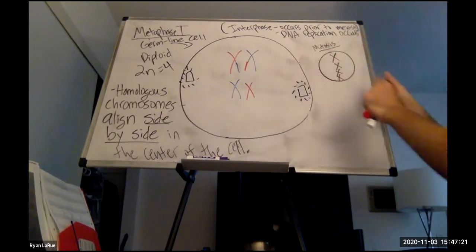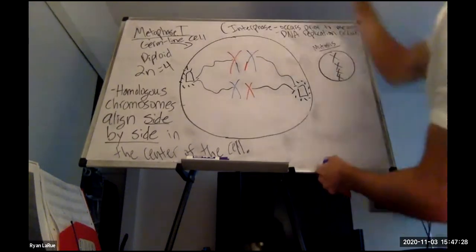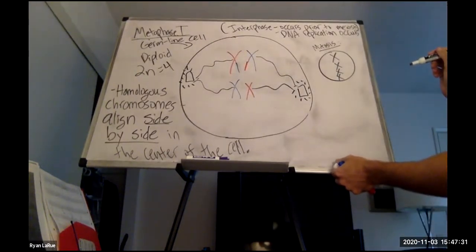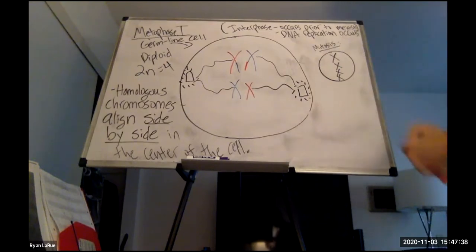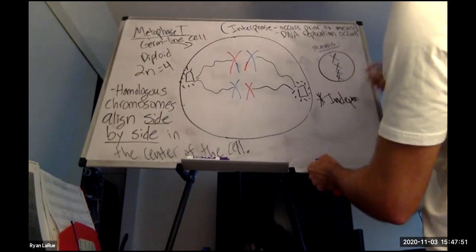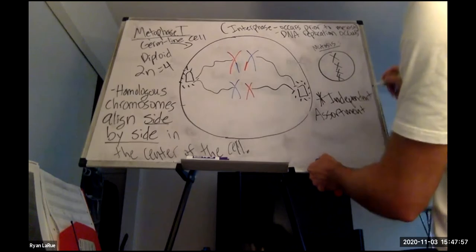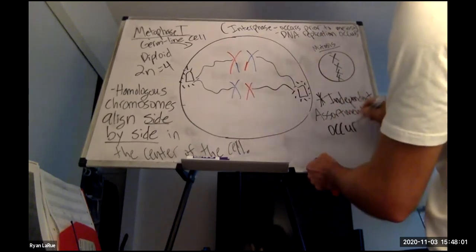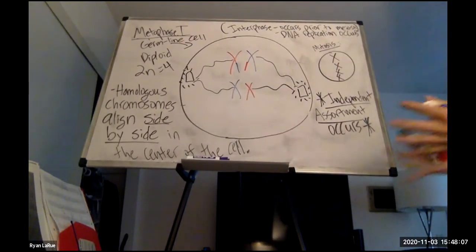Of course, to orient them in the center, our spindle fibers are doing this again. And then besides lining up side by side, one other very important thing here that occurs. And it's called independent assortment. So independent assortment occurs. We're going to really kind of dive into what that is.